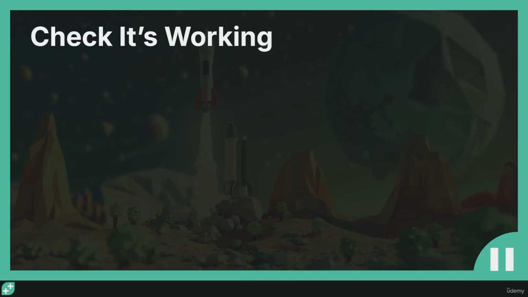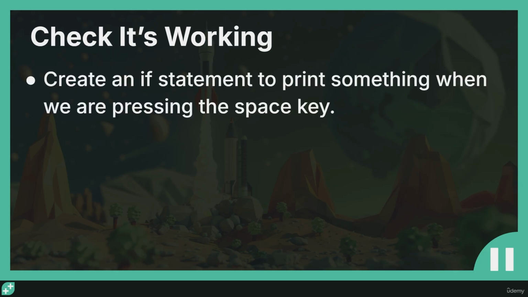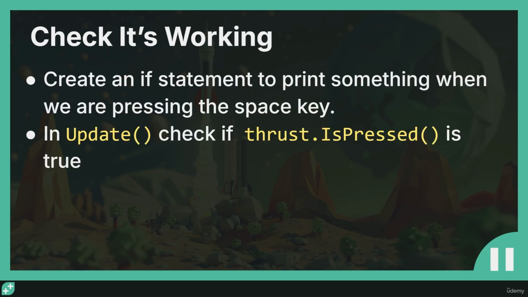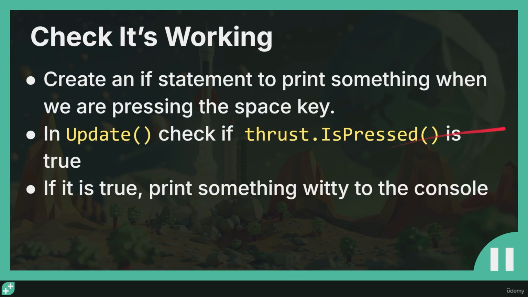Now at this stage, I've got a challenge for you, which is to check that this is all working. Create an if statement to print something when we are pressing the space key. Some clues for you here: in update, check if thrust is pressed is true. Thrust is our variable, that's our input action that we've set up, and we're accessing this method is pressed. When is pressed, then we want it to be true, and we want to print something witty to the console. It's up to you what you print at this stage. Come up with something witty.